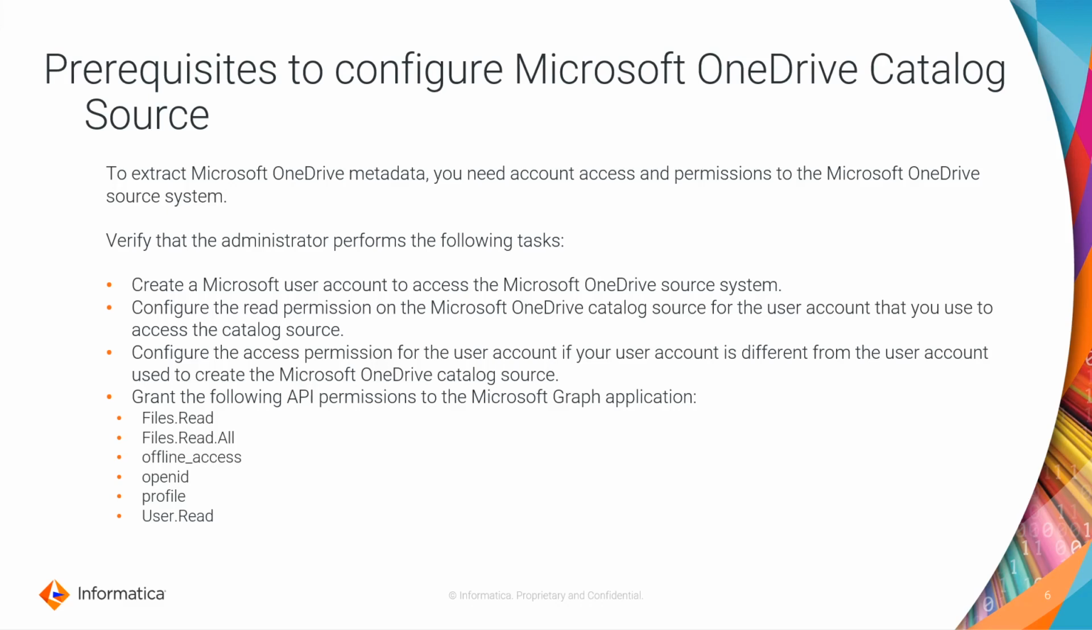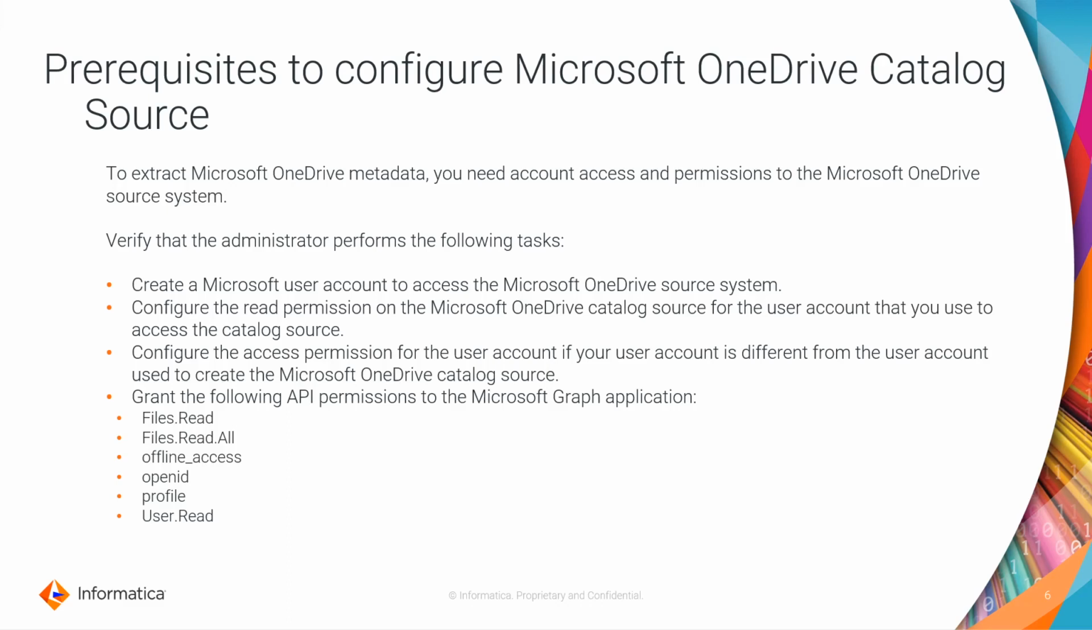Create a Microsoft user account to access the Microsoft OneDrive source system. Configure the read permission on the Microsoft OneDrive Catalog Source for the user account that you use to access the catalog source. Configure the access permission for the user account if your user account is different from the user account used to create the Microsoft OneDrive Catalog Source.